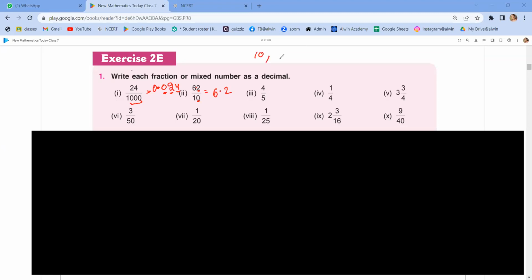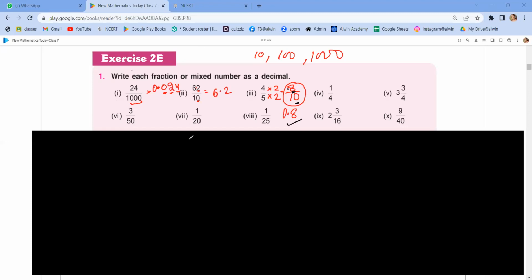Now to have a decimal fraction, I know the denominator should be 10, 100 or 1000, right? How to make 5, 10? 5 can be made 10 by multiplying 2. That means I'll have to multiply 2 to the numerator as well. 4 twos are 8 and 5 twos are 10. This is my new decimal fraction and the answer to it is 0.8. Why 0.8? Because there is just 1 zero, you leave 1 digit and put a point. So 0.8 is the answer.